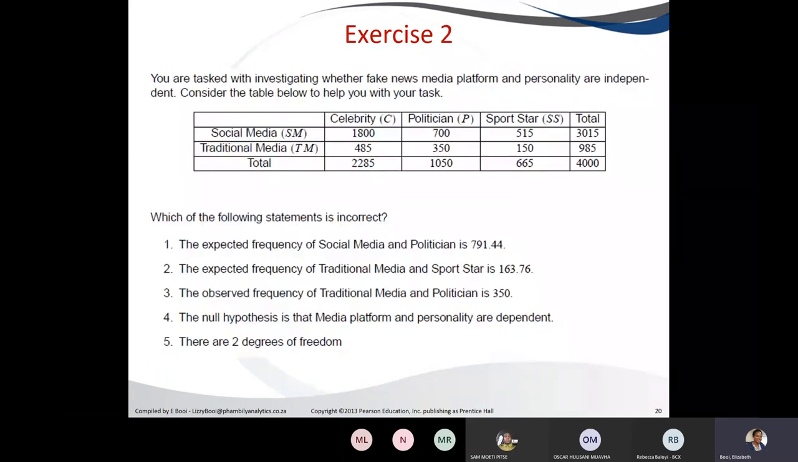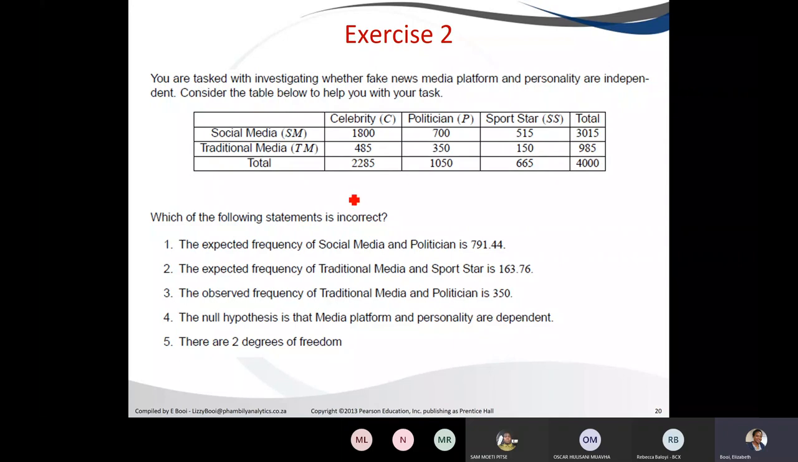So now comes your assignment questions, which I can do for you. This is a contingency table with fake news media and personality. They are asking you to calculate the expected frequency for social media and politician, as well as the expected frequency for traditional media and sports stars. They also ask what the observed frequency is for traditional media and politician. Then number four, they're asking what is the null hypothesis. And number five, are there two degrees of freedom. So you need to calculate the degrees of freedom for that one.